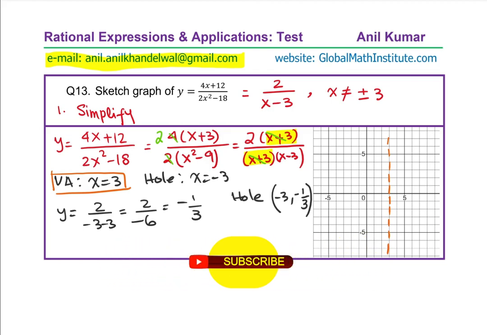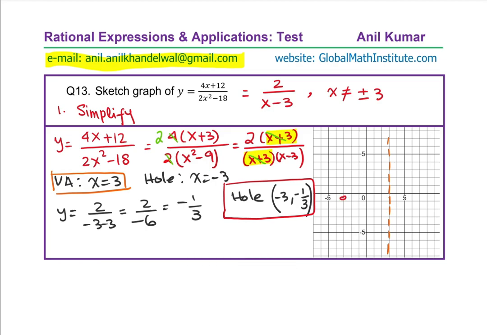So let me show this hole on the graph, right? Minus 3 and minus 1 over 3. So 1, 2, 3, and somewhere here we have a hole. You get the idea. So we got a hole here, and we got a vertical asymptote. Perfect. So here we have a vertical asymptote, which is x equals 3, and we have a hole here, which is at minus 3, minus 1 over 3. Clear?